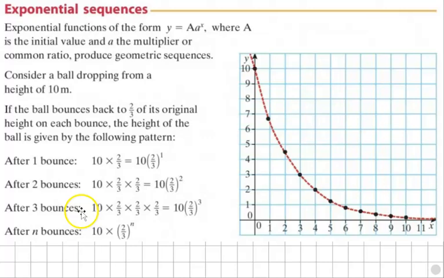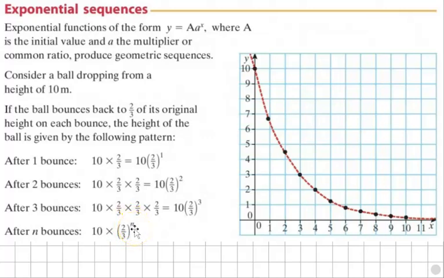So after 3 bounces, it's going to be 10 times 2/3 times 2/3 times 2/3, which is really 2/3 of the previous height again. So that's 3 on the x-axis and about 3 on the y-axis. So this height here is about 2/3 of the previous height. This is the previous height here, and this point here is 2/3 of that previous height. So that's represented by 10 times 2/3 to the power of 3. And after n bounces, we're going to get 10 times 2/3 to the power of n.